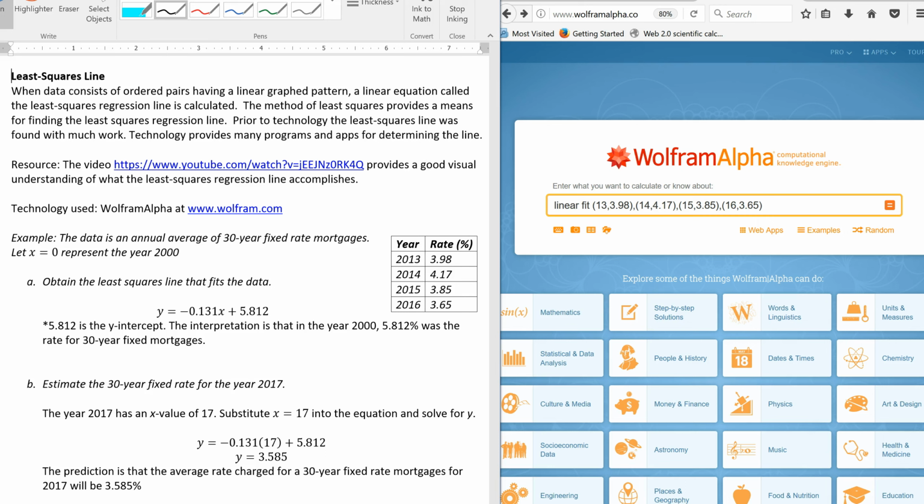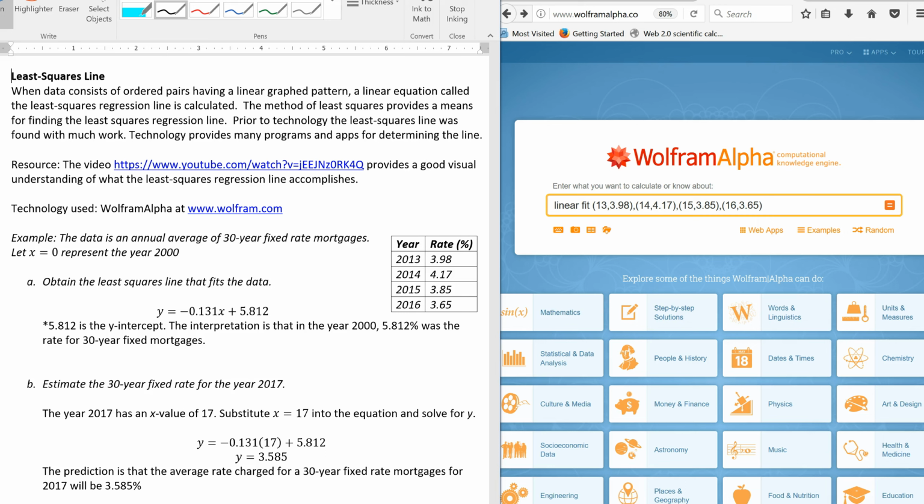So let's start at the top of the document on the left. When data consists of ordered pairs having a linear graphed pattern, a linear equation called the least squares regression line is calculated. The method of least squares provides a means for finding the least squares regression line. Prior to technology, the least squares line was found with much work, and many students had difficulty with it as a lot of arithmetic was involved and error could be easily made. Technology today provides many programs and apps for determining the line, and I recommend students use technology and do not attempt to do this manually.